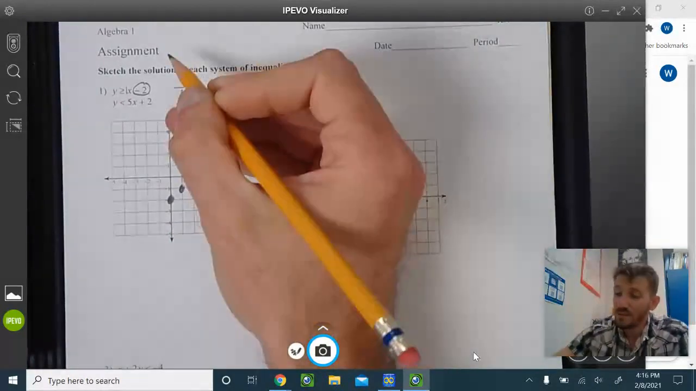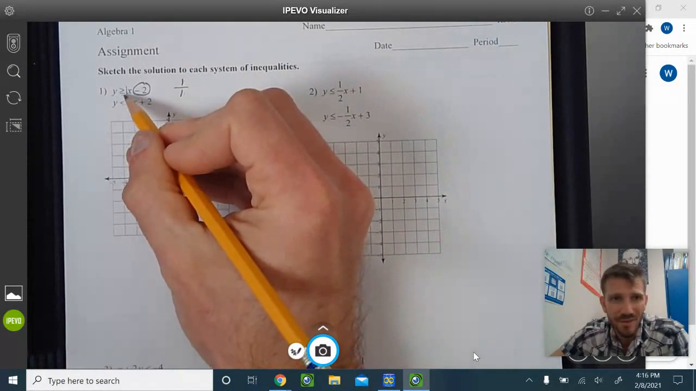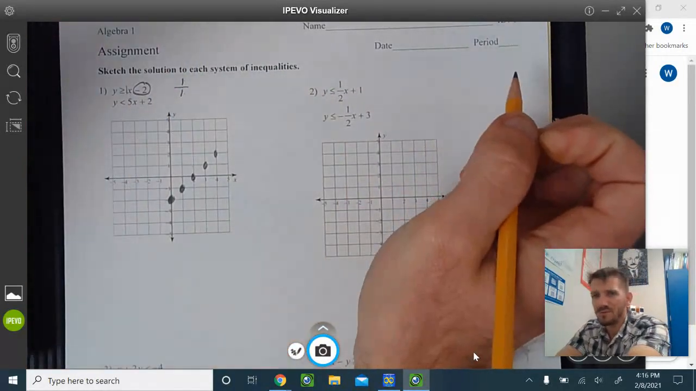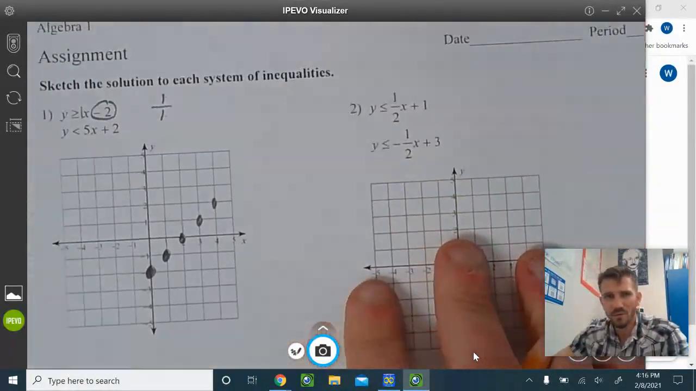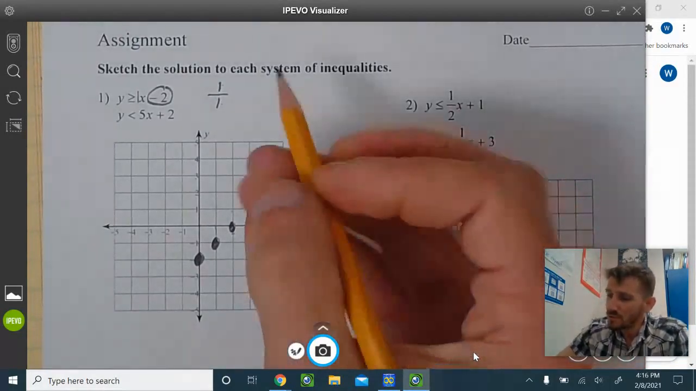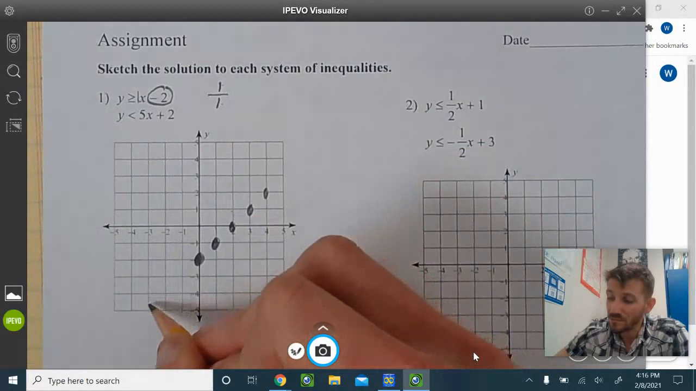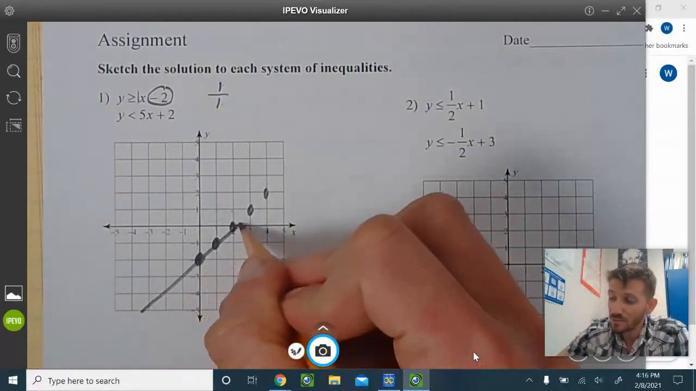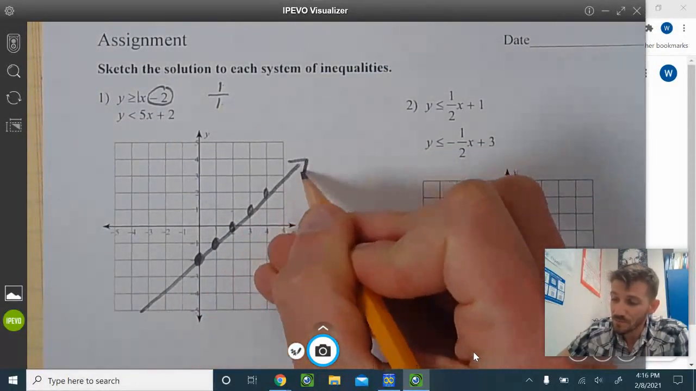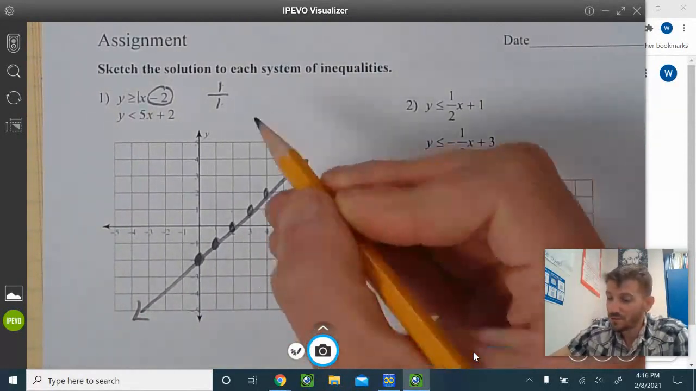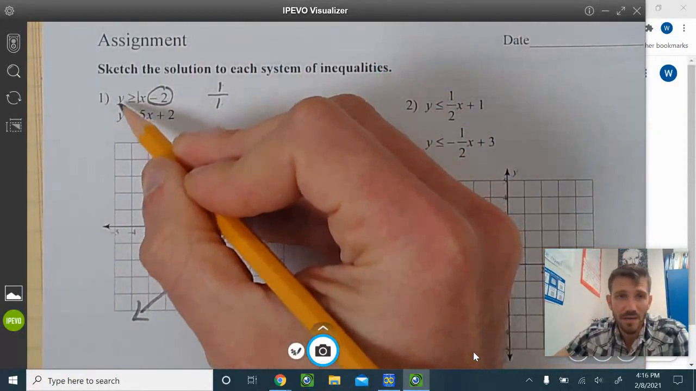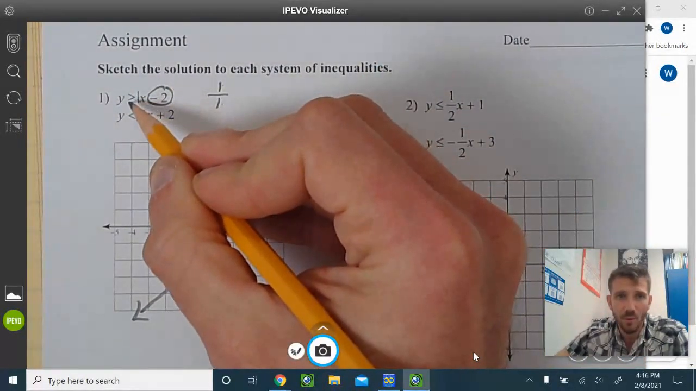Here's the next setup: you're going to notice the inequality is underlined. That means, I could probably zoom in one more time. Yeah, there we go. You'll notice this inequality is underlined, meaning it's a solid line. So when I draw this, I should be drawing a solid line. Next, you're going to notice the sign. If you read this, it says y is greater than or equal to.